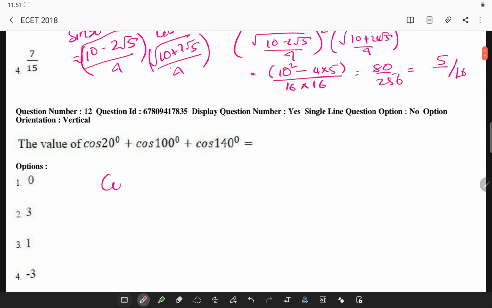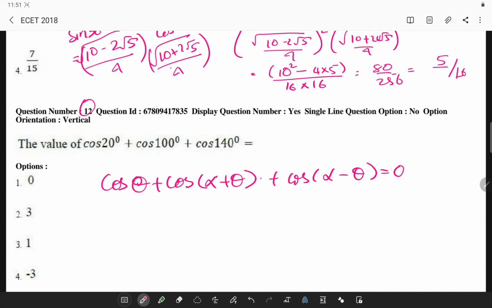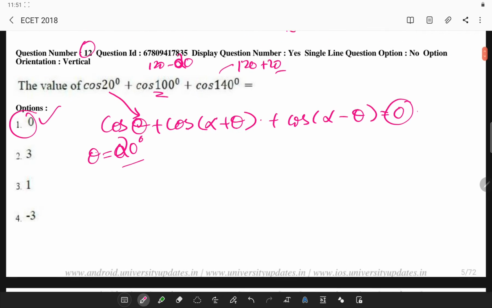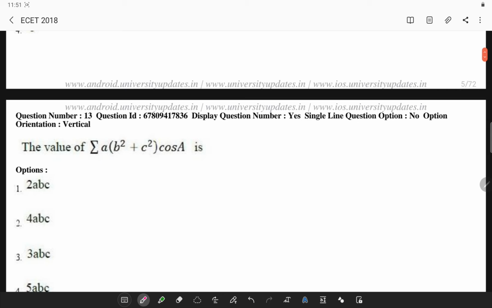So next, the student has to remember question number 12. The student has to remember the identity cos theta plus cos of alpha plus theta plus cos of alpha minus theta is equal to 0. So here in this case theta is 20 degrees, and I can simply write 100 as 120 minus theta, or 120 minus 20, and 140 as 120 plus 20. So using this identity, I'll simply get the answer as 0. So this is also a tricky question which can be taken as homework because it is a bit lengthy.